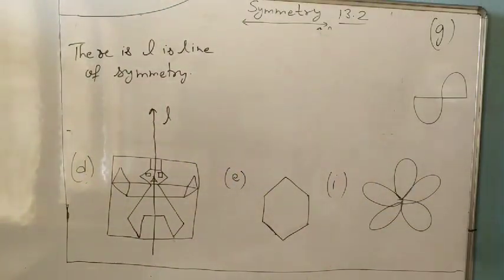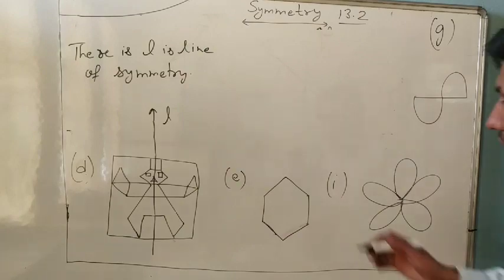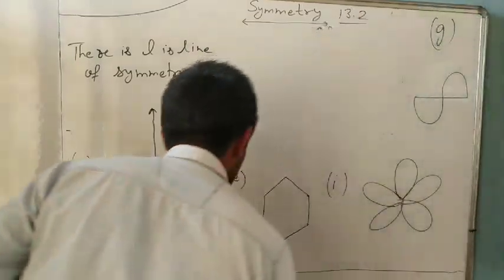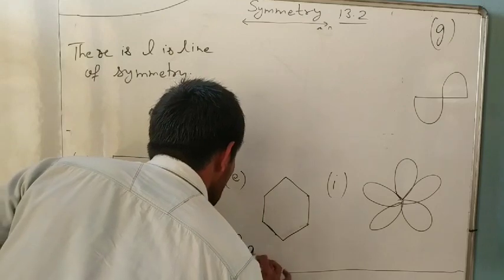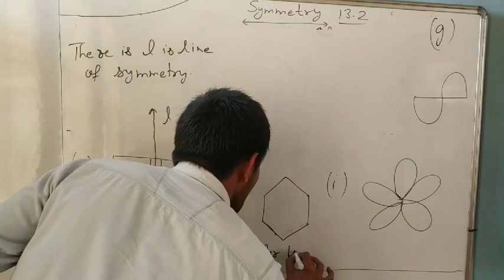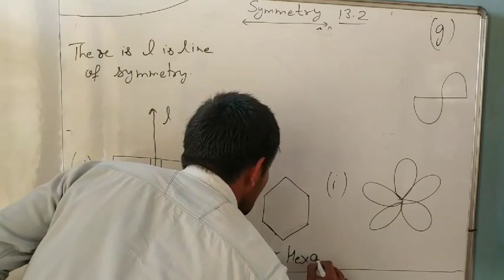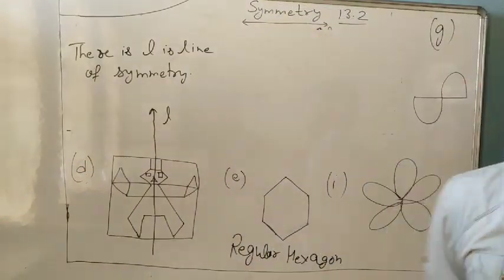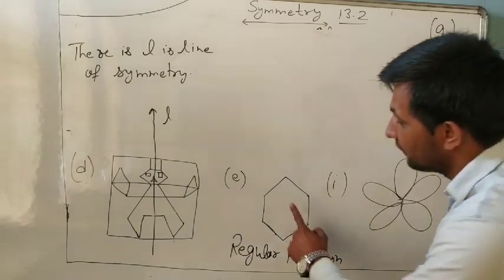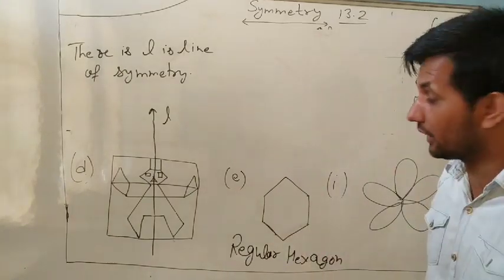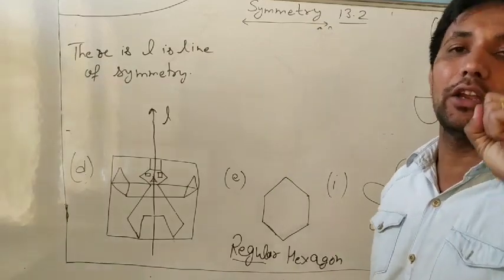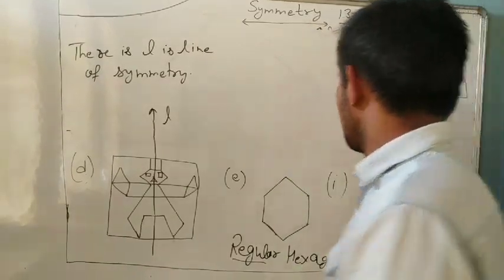Next is part E. Everyone knows a closed figure. What is the name of this figure? Its name is regular hexagon. A regular hexagon, I already told you. What is the regular hexagon? A closed figure in which all 6 sides are equal. Whenever regular comes, it means all sides are equal. So how many lines of symmetry?